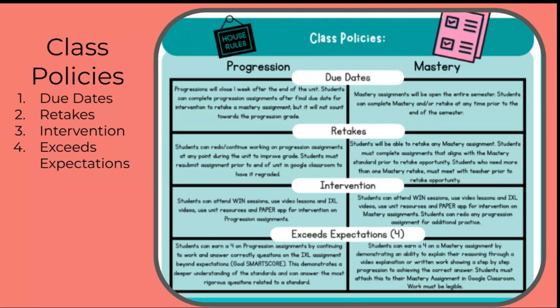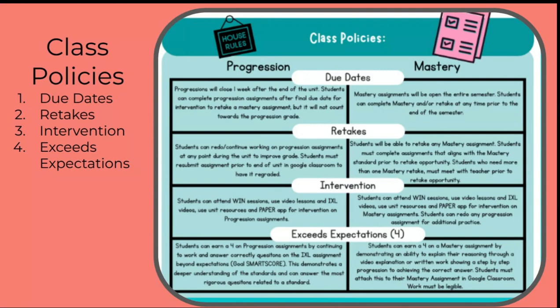And finally, I would love for all of my students to exceed my expectations in all standards assessed throughout this year. In order to do so with progression assignments, students need to simply continue working on their progression assignment and answer the toughest questions within that assignment. That means that students will need to earn a 90 through 100 SMART score in the assignment. Students can continue to work on that assignment until they get the goal that they would like to achieve, provided it is within the due date period.